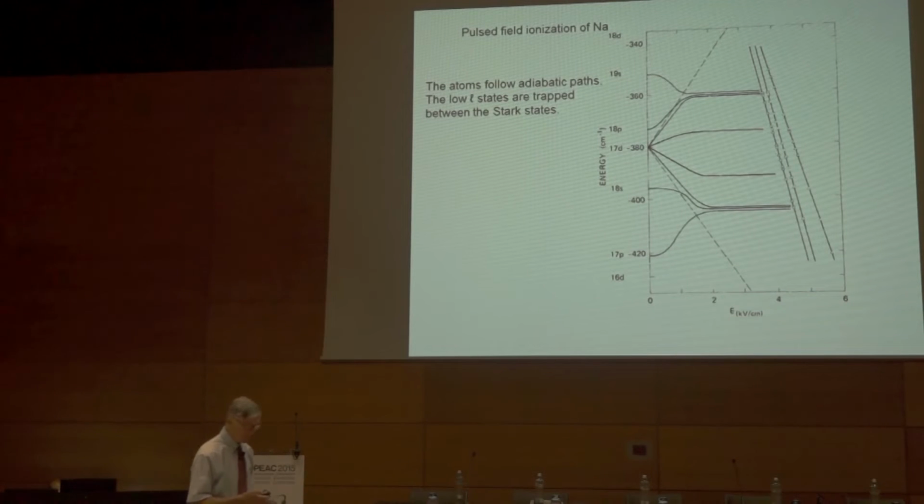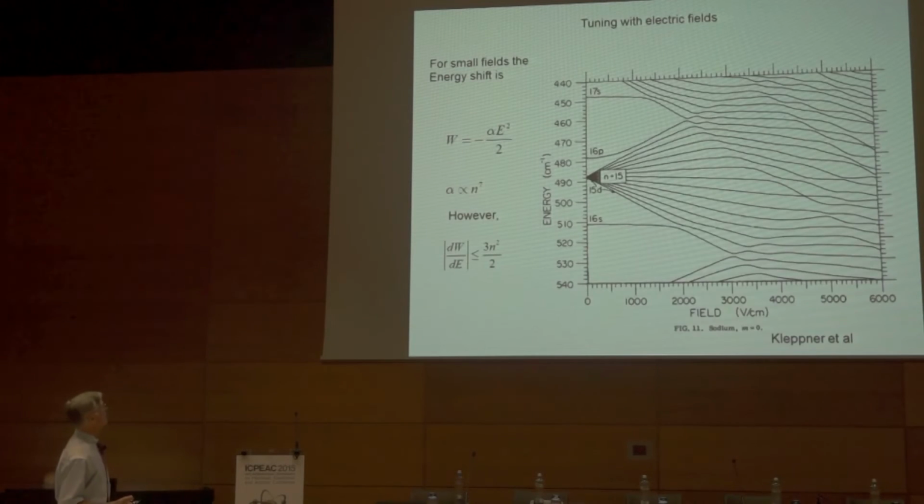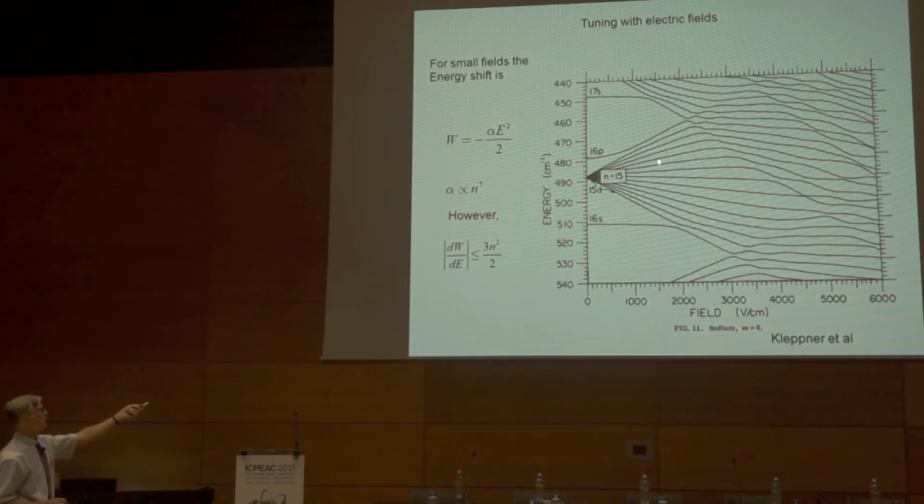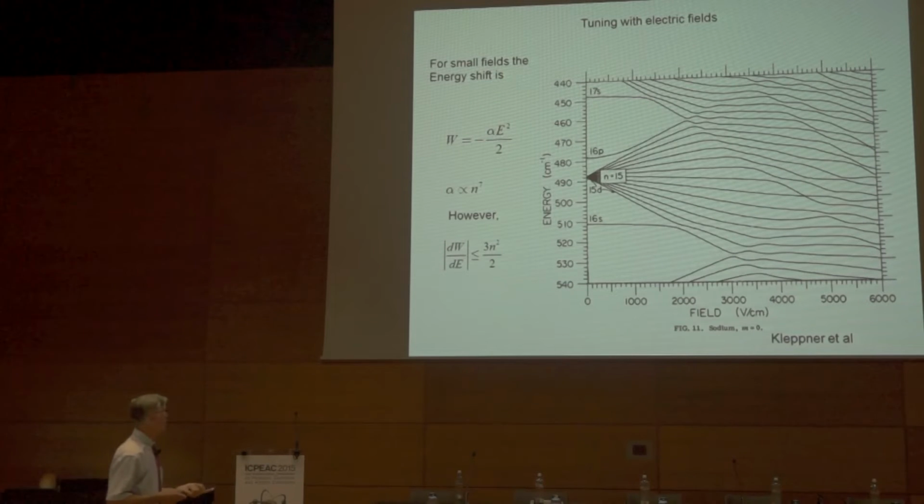Okay, so the final aspect of electric fields, which is interesting and useful, is that you can tune the levels with it. So this is clear by looking at the picture of the Stark shifts. And often you're interested in tuning the levels with relatively small fields, where you can describe the shifts as a polarizability times E squared over 2. And the polarizability scales as n to the 7th. So, I mean, these numbers quickly become very, very large.